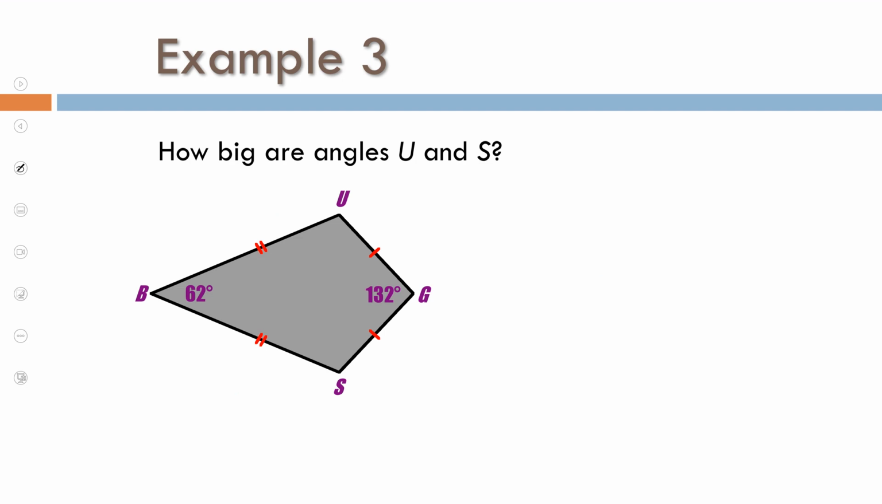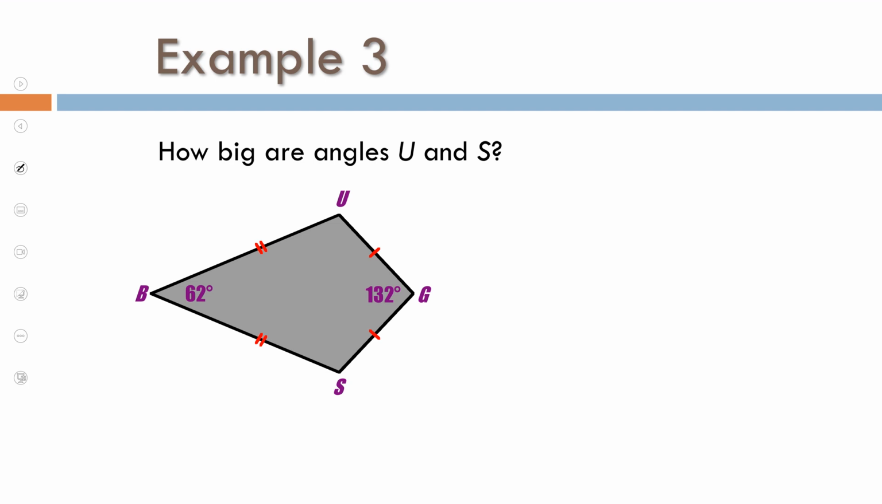Cool. Simple problem. What do you know about angle B, angle U, angle G, and angle S together? 360. What do you know about angles U and S? What about angle B? Well, they have to be equal. Very cool. They're equal. No, that's in a trapezoid.